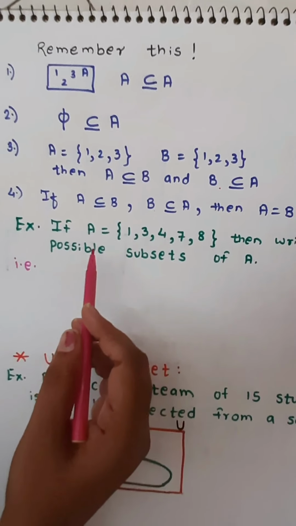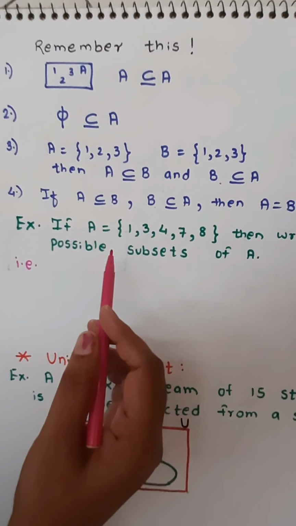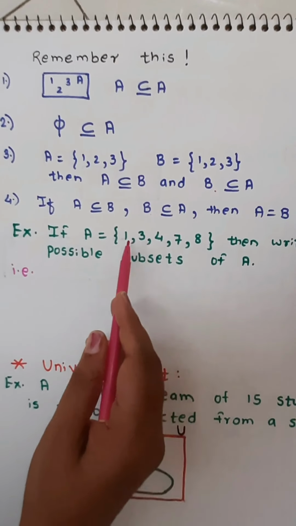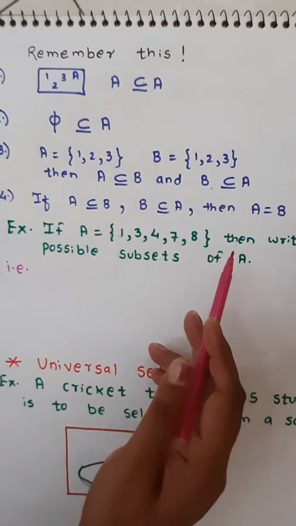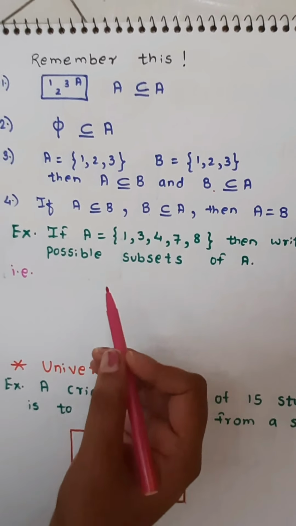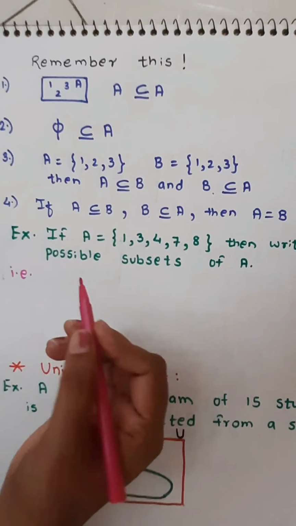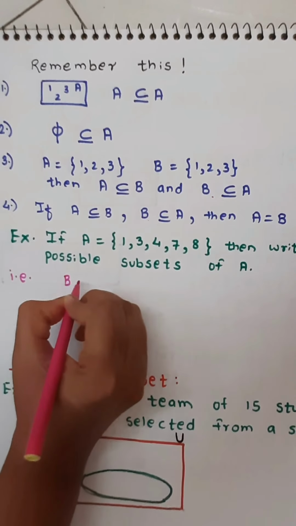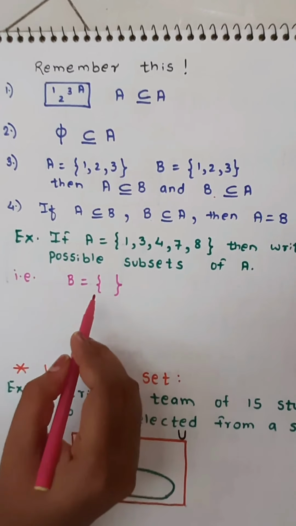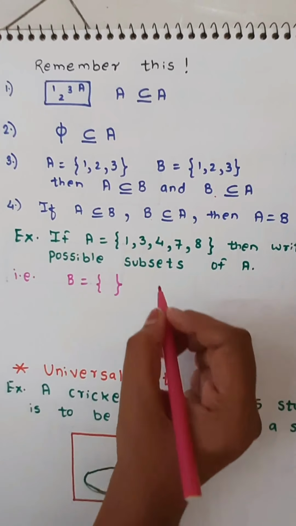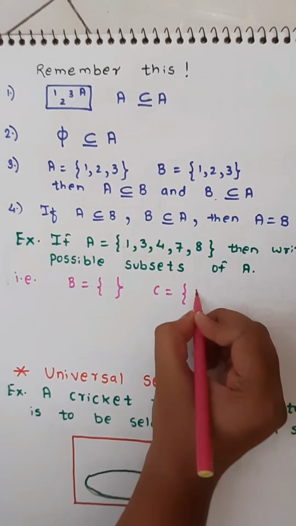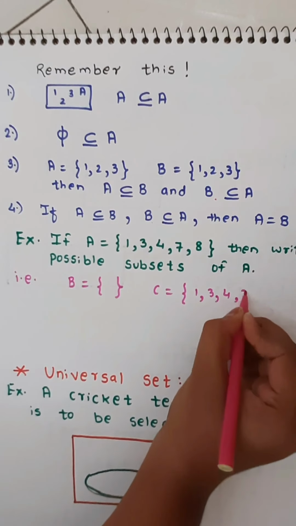Suppose you are given A is equal to 1, 3, 4, 7, 8. And the question is you have to write all the possible subsets of it. Now the subsets of it means you have to write all the subsets. You can write any name. Okay, I may write B is equal to, first I'll write the empty set, because this empty set is a subset of every set. Next I can write C is equal to, every set is a subset of itself, so I'll just copy all that, 1, 3, 4, 7, 8.